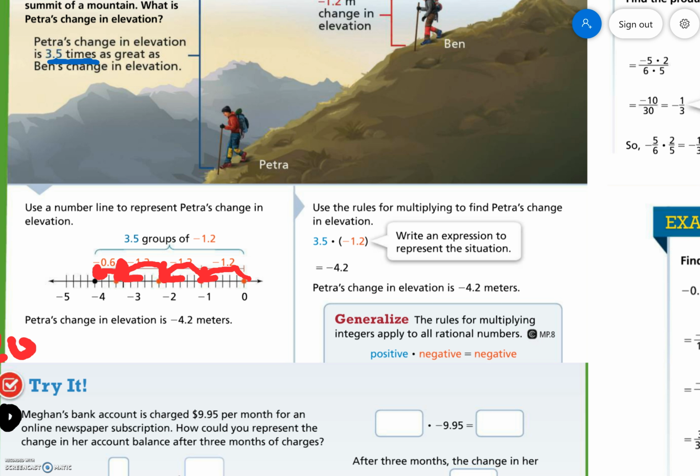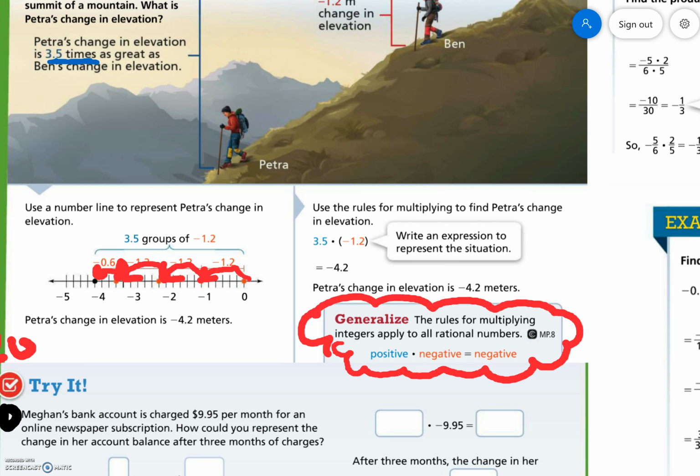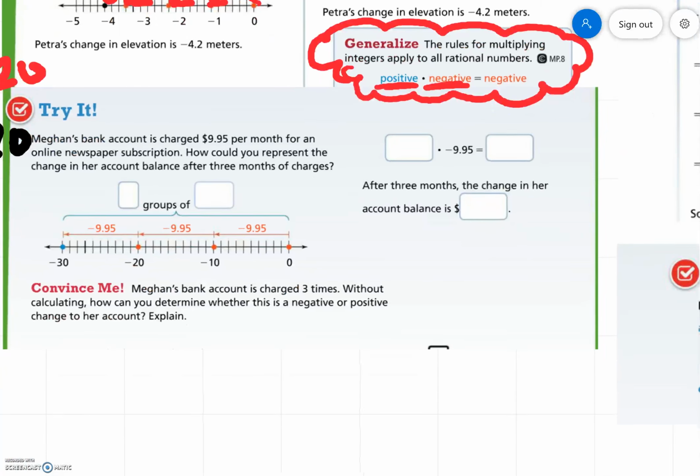The other way we can do this is just by multiplying. 3.5 times negative 1.2. Well, from what we know last time, a negative times a positive gives us what kind of answer? Negative, good. And that's here again in our generalization. Remember, if the two numbers don't match, no bueno, it's not good, okay? So we have a negative answer. Let's try it.